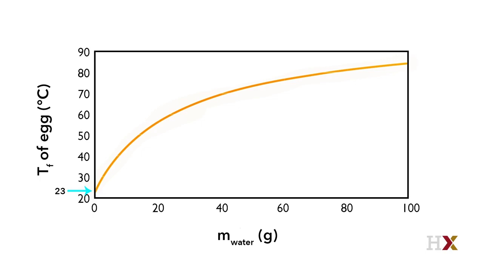Now the deal is that we want a perfect egg, right? So we want an egg cooked to a temperature of 64 degrees. I can take the 64 degree line right there and draw it over. Then I can ask, what mass of water do I have to add to get the egg up to 64 degrees? And it turns out from this plot that the answer is 31 grams.